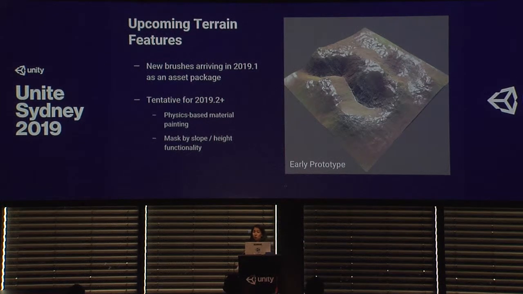So tentative for 2019.2 are physics-based material painting. I love this one. You know those erosion brushes that I was using? When terrain erodes in real life, for example, if you have a mountain of rock covered in dirt, when that dirt erodes, you see the rock underneath it. So the physics-based material painting will allow you to reveal the materials underneath as you're painting and eroding on your terrain. And the mask by slope and height functionality helps you do masks for height on your terrain. And that's an example of what the material erosion looks like.